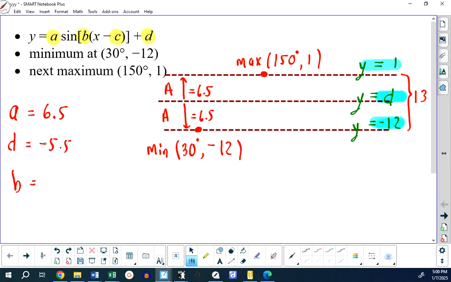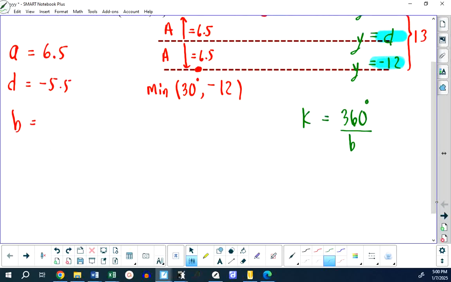So how are we going to find B? We are going to remember that the period of a sine or a cosine function is 360 degrees divided by the value of B, or the value of B is 360 degrees divided by the period. So K is the period. And the period is the horizontal domain over which the graph repeats.